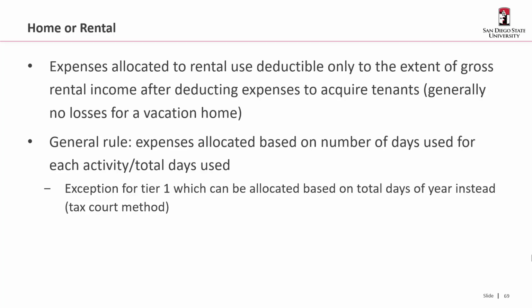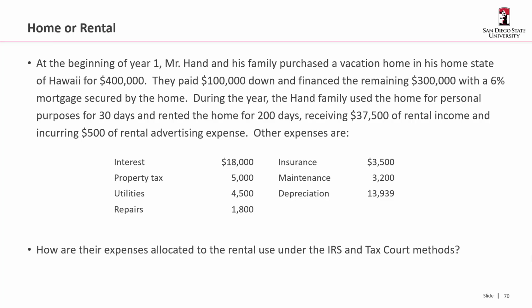And we'll see an example of how that allocation takes place in a second. These expenses must be deducted in tier order. So first you deduct Tier 1, then to the extent you have additional income, you deduct Tier 2, and then to the extent you still have additional income, you would deduct Tier 3, noting that you can never deduct more than the income you generate from that property.